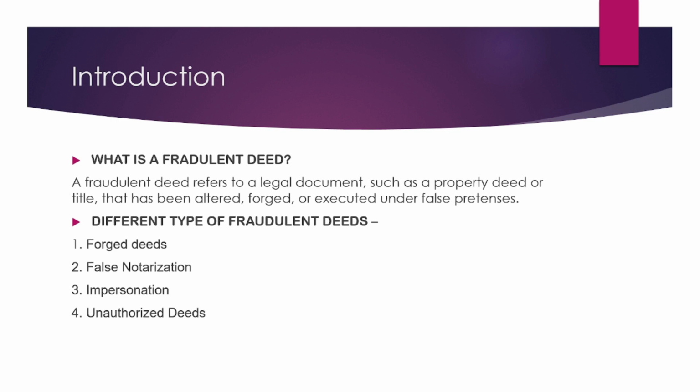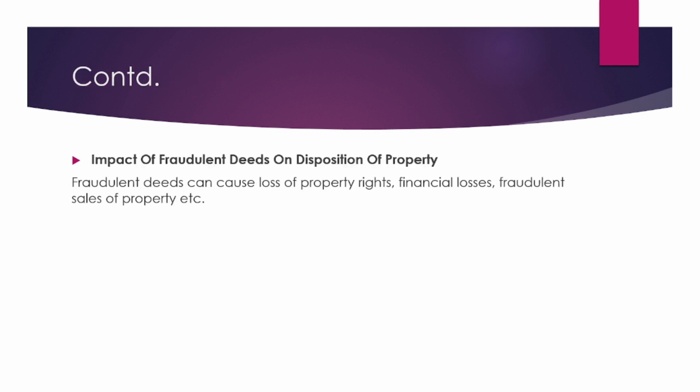There are various types of fraudulent deeds, and it's important to be aware of them. Common examples include deeds with forged signature, documents falsely notarized, and instances where individuals impersonate property owners to execute transactions. Understanding the impacts of fraudulent deeds is crucial. Property fraud can have severe consequences, including the loss of property rights, financial losses, and legal entanglements. In some cases, it can take years to rectify the situation and regain rightful ownership.